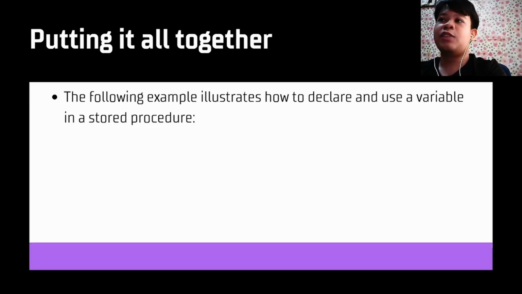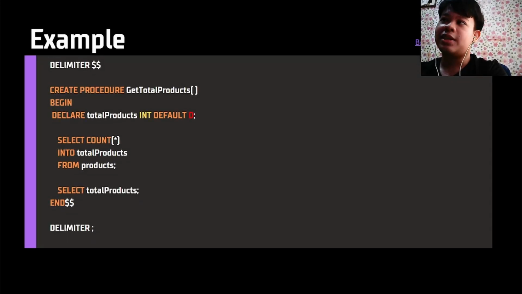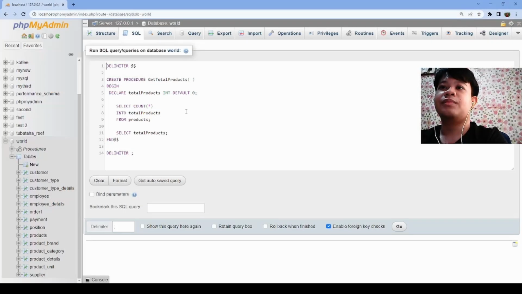So next, mag-illustrate ta og gamit og variable. So as example here, nagapon ang basics, ang delimiter, ang end, ug pag-change back sa delimiter. So atong giname siya og get total products. So first, gi-declare nato ang total products, usa siya ka int ug default siya kay 0. So next, we go select into total products. So kining count nagpasabot nga mao ni ang int nga default 0. So mao na ang select into total products.